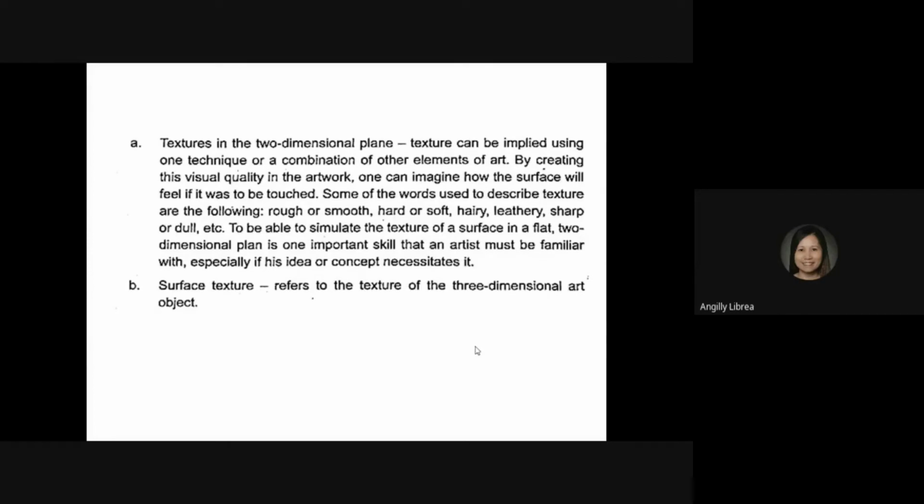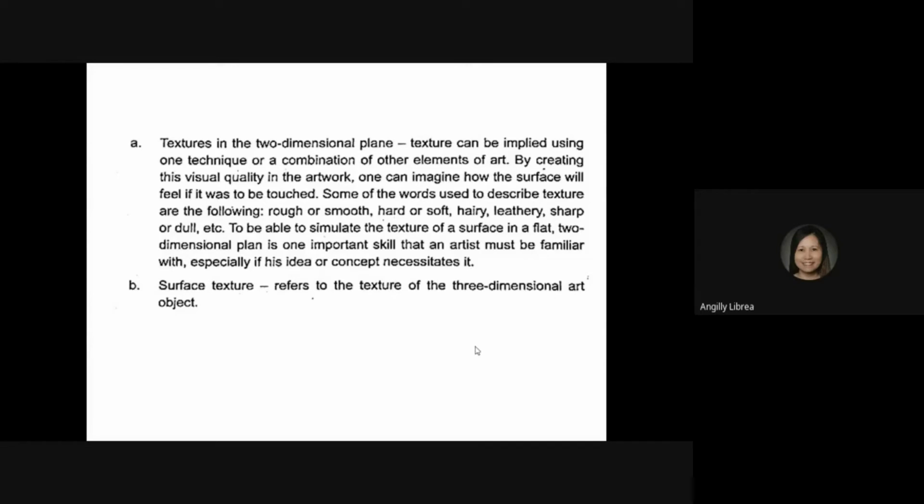By creating this visual quality in the artwork, one can imagine how the surface will feel if it was to be touched. The roughness of the painting. But of course, if you touch it, it's smooth. But how you perceive it, it would appear that it is rough.